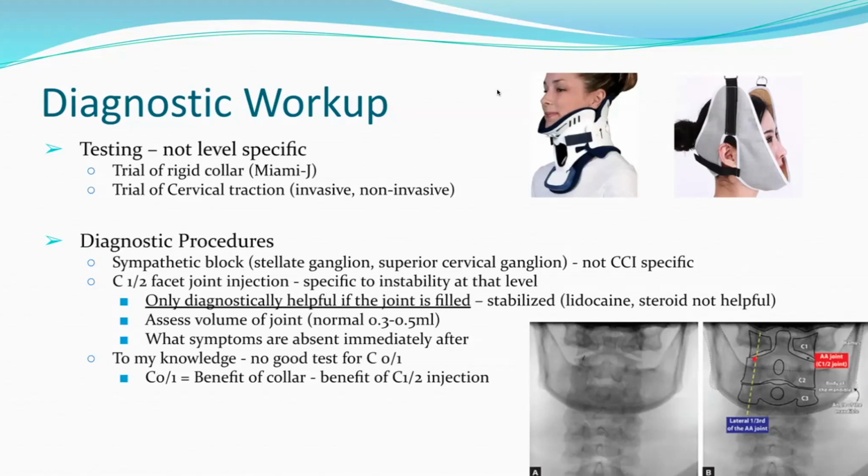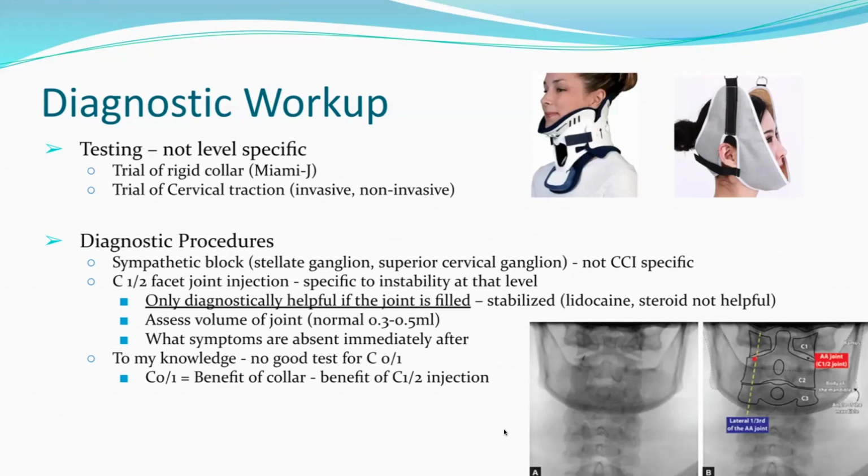And then as far as the OA or C0-C1, we can inject that joint, but it's an even riskier injection than the C1-C2. And there's no good diagnostic CCI-related test for that joint. So for example, I can't so discreetly fill it up and stabilize it temporarily like I can the C1-2.